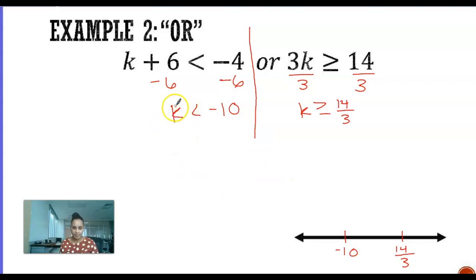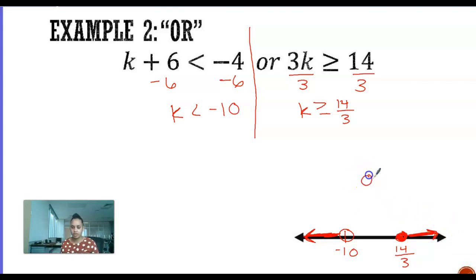Let's look at the -10. K is less than -10. So I have to think open or closed circle, open. And I also have to think left or right. Well, less than would be left. Okay. And now let's look at this next one with 14/3. I have to think open circle or closed circle, closed. And then I have to think left or right. It says greater than, so that would be to the right.